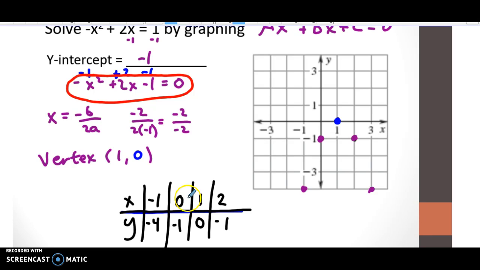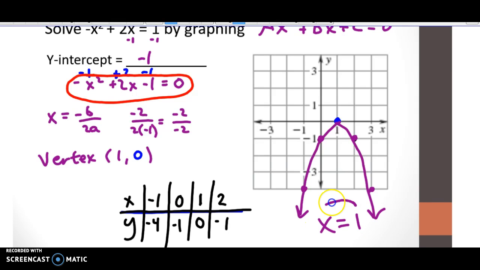In my table, if I put 0 in for x, then I'm going to get -1, and that was my y-intercept. I already had that. If I put 1 in for x, then I get -1 plus 2, which is 1, minus 1, which is 0. And I already had that point because that was my vertex. So now if I put 2 in, I can find that the point would be (2, -1). And I can connect the points in my parabola here. And I can see that my only solution is x equals 1.